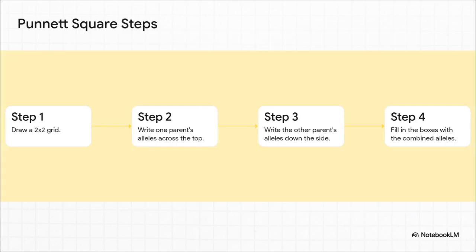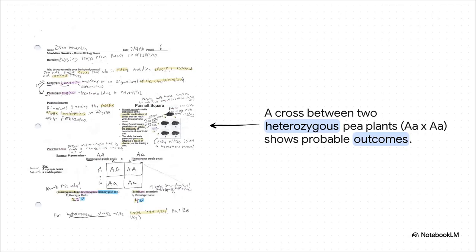And making one of these, it's so easy. Seriously. You just draw a little 2x2 grid, slap one parent's genes on the top, the others down the side. Then you just fill in the boxes by combining them. It's kind of like a simple puzzle. Okay, let's see it in action with a classic example from the man himself, Gregor Mendel.